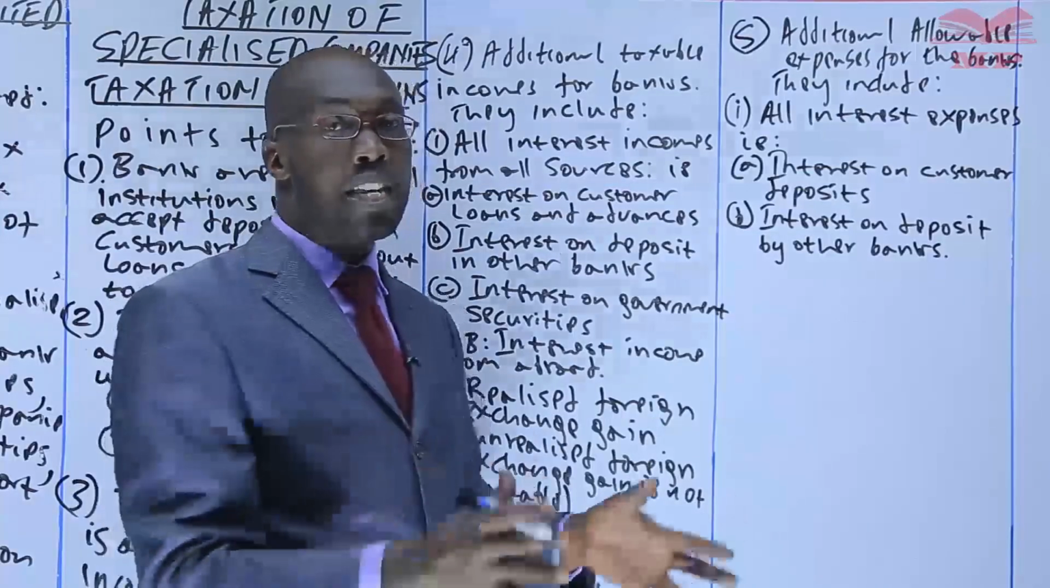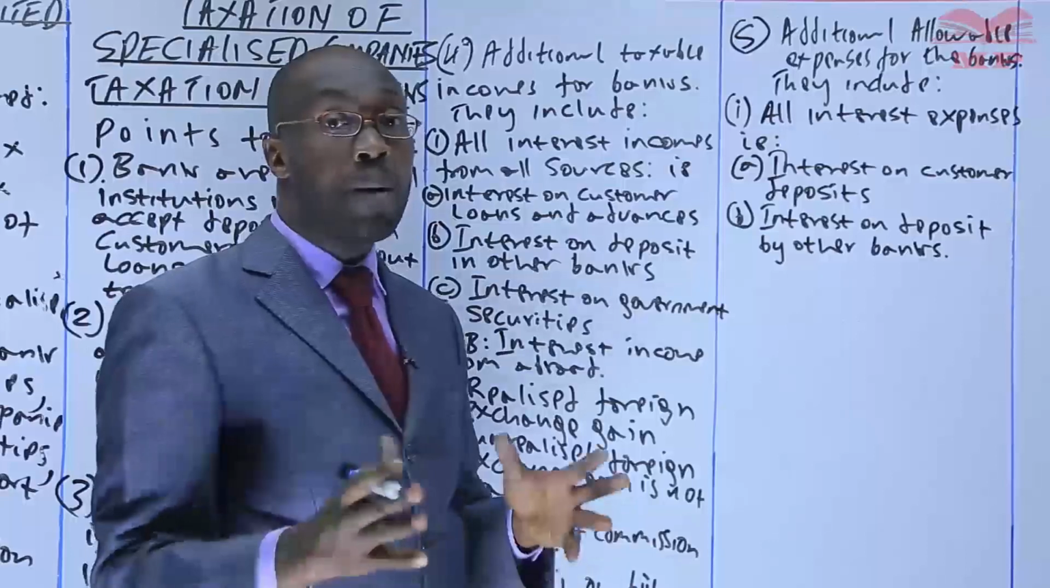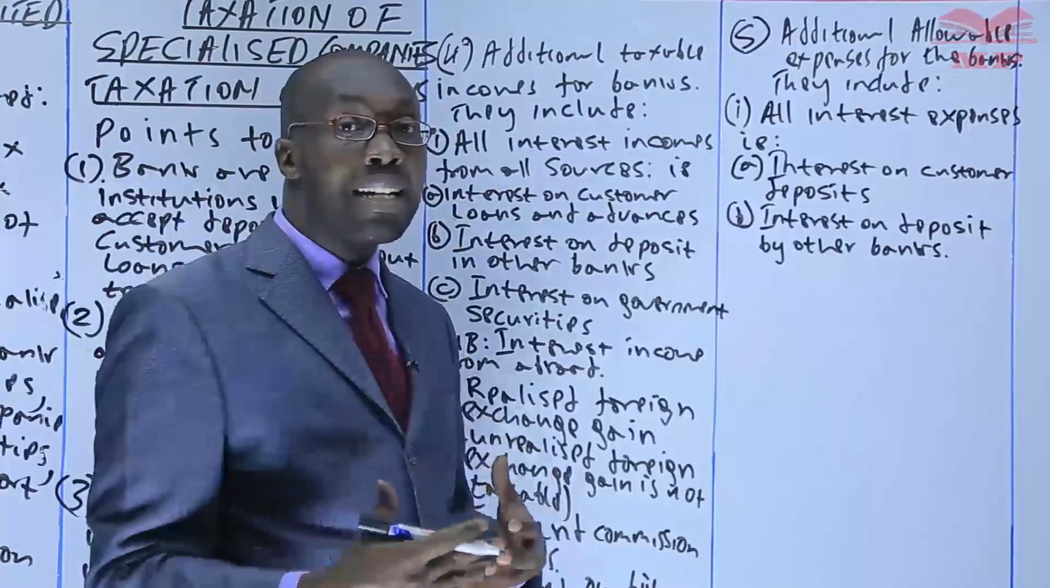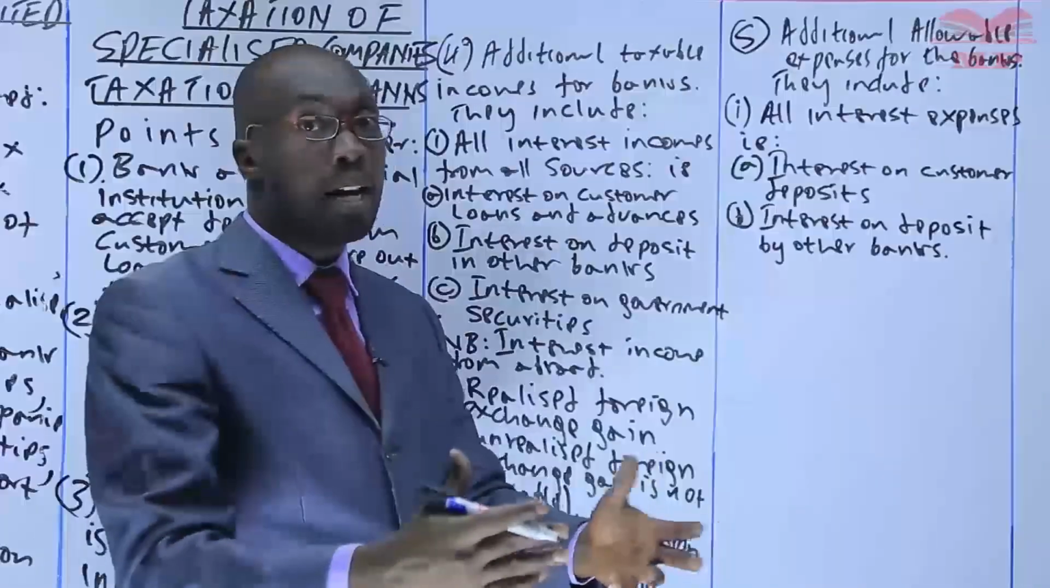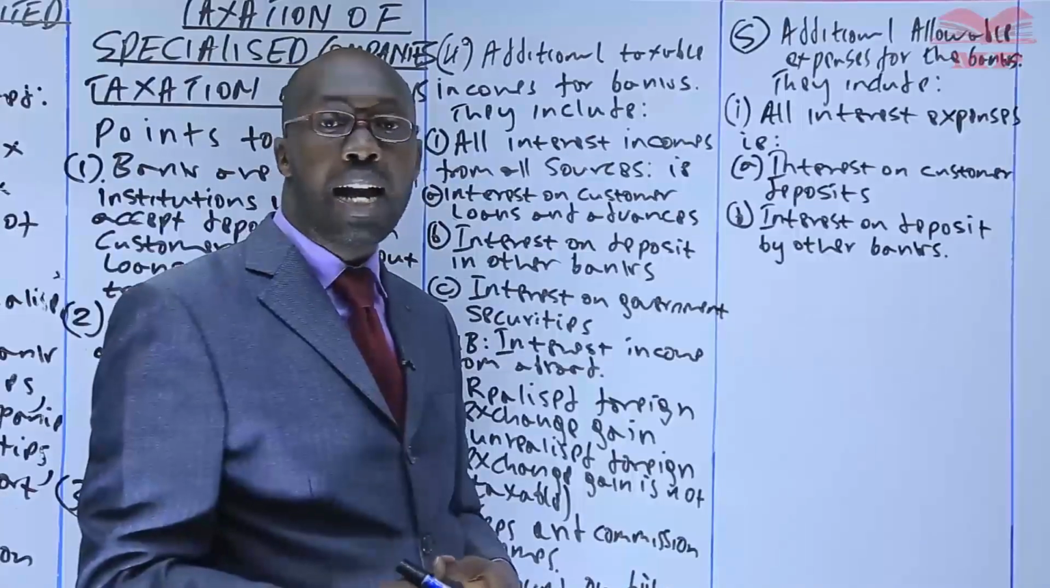So these are examples of interest expense, like interest on customer deposits. When a customer deposits their money with a bank, like a fixed deposit account, savings account, or even current account, it normally earns interest. That interest is an expense to the bank because they have to pay the customer, but it is usually an allowable expense.